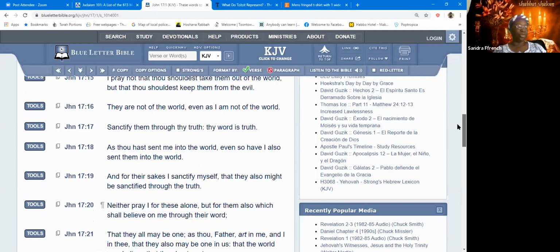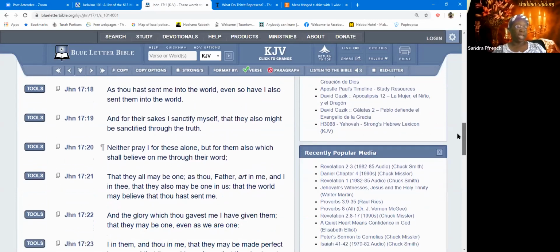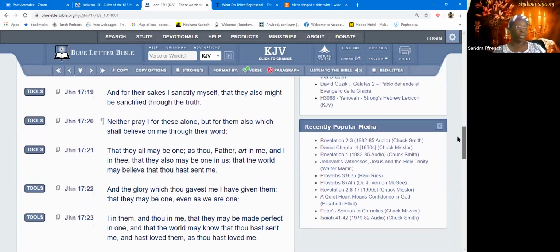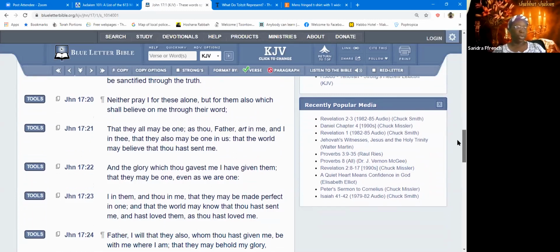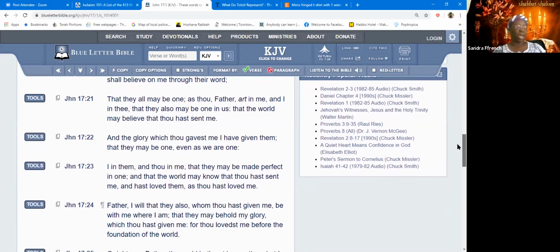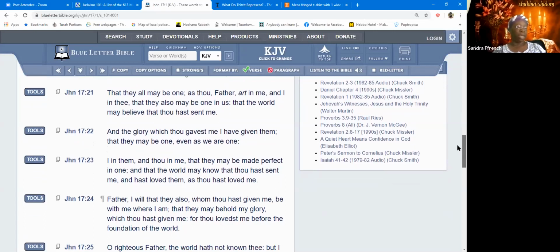Sanctify them through thy truth. Thy word is truth. As thou hast sent me into the world, even so have I sent them into the world. And for their sakes I sanctify myself, that they also might be sanctified through the truth. Neither pray I for these alone, but for them also which shall believe on me through their word, that they all may be one, as thou, Father, art in me, and I in thee, that they also may be one in us, that the world may believe that thou hast sent me.